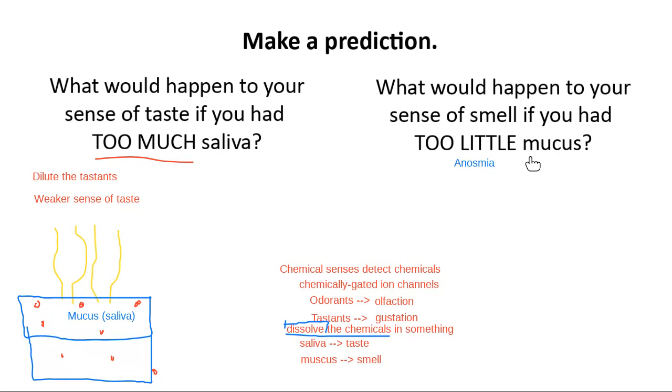That can be caused by having too much mucus. We've got to have the right amount of mucus to be able to smell things, or the right amount of saliva to be able to taste things. So that's kind of the biggest picture with taste and smell. Things have to be dissolved. Don't dilute them too much. Don't not dissolve them. If we do either of those things, we're not going to be able to do that chemical sense. So this would also lead to a weaker sense of smell.